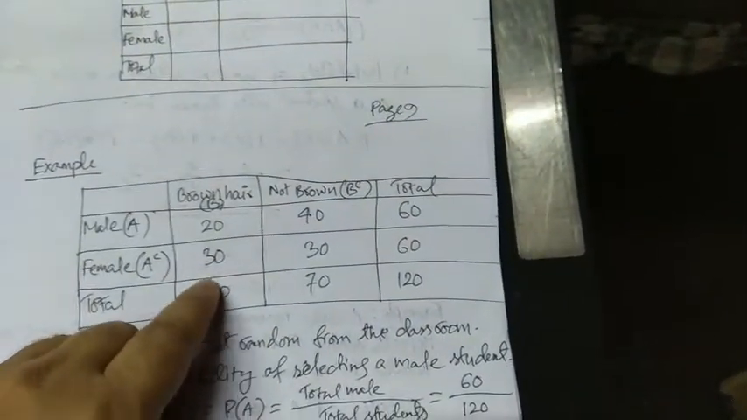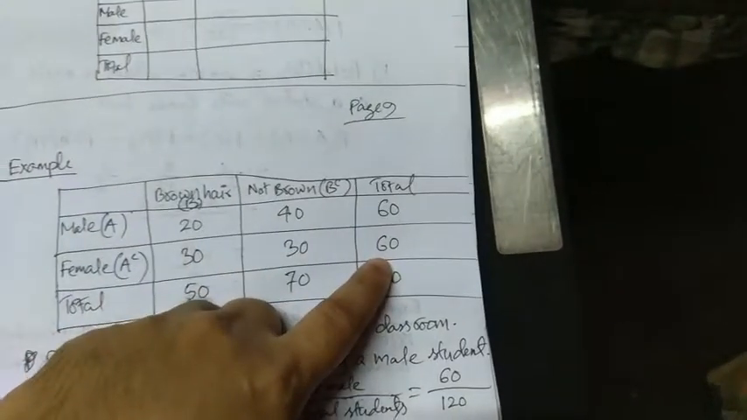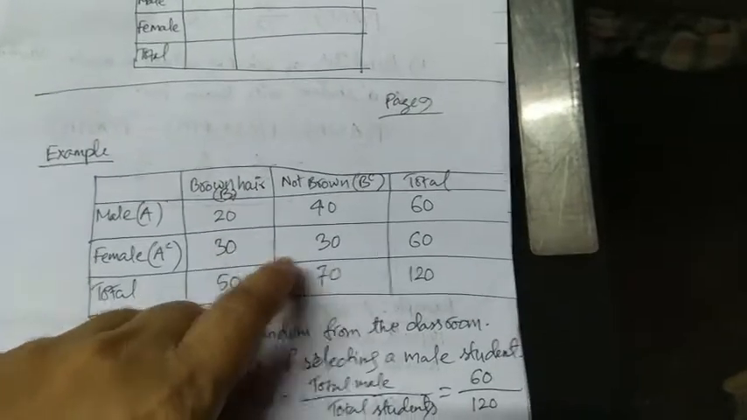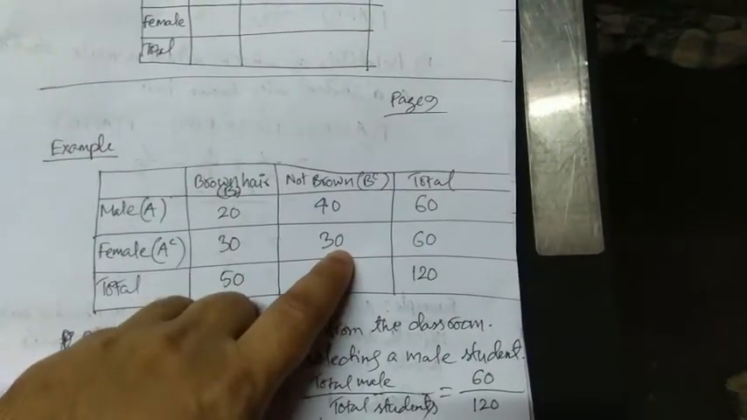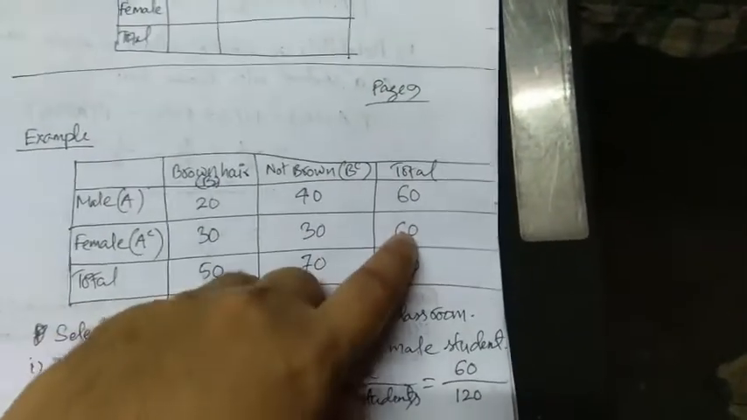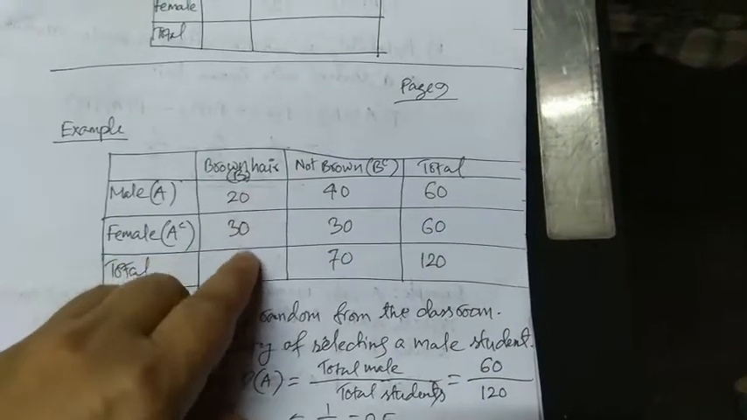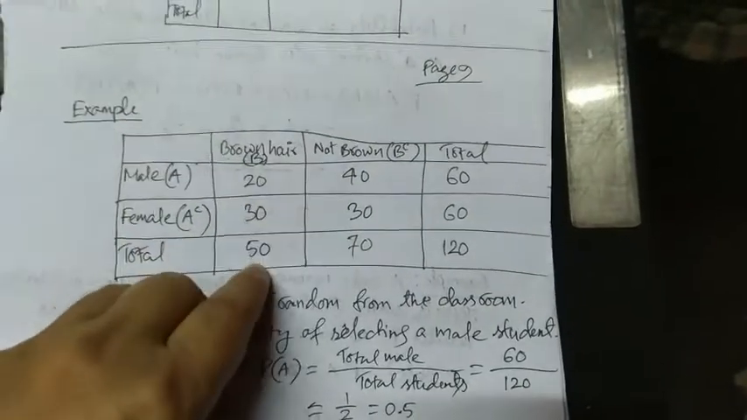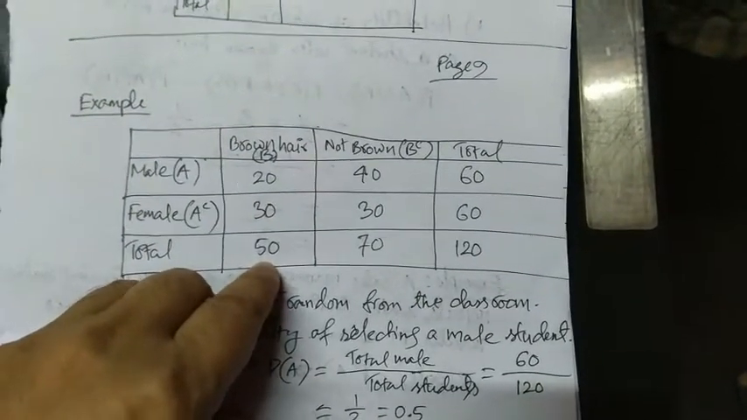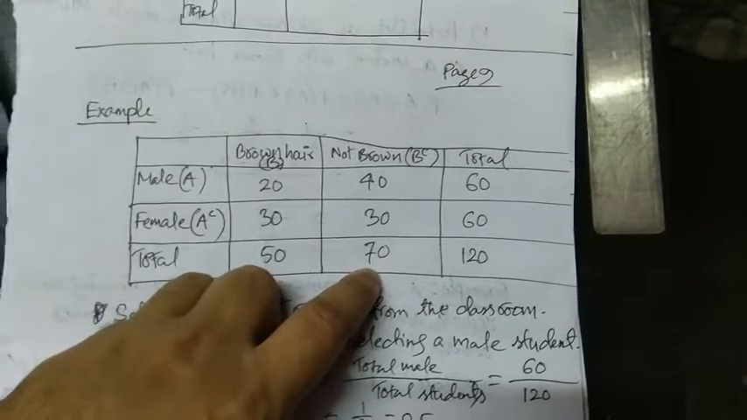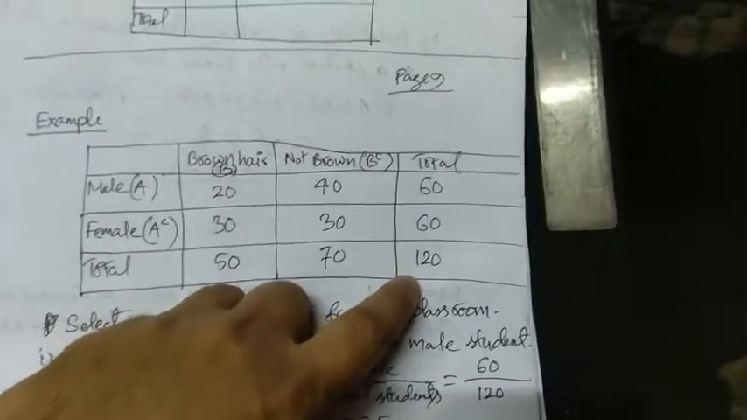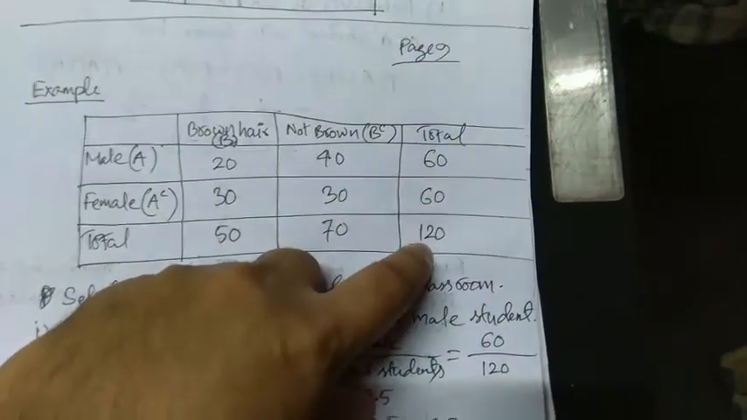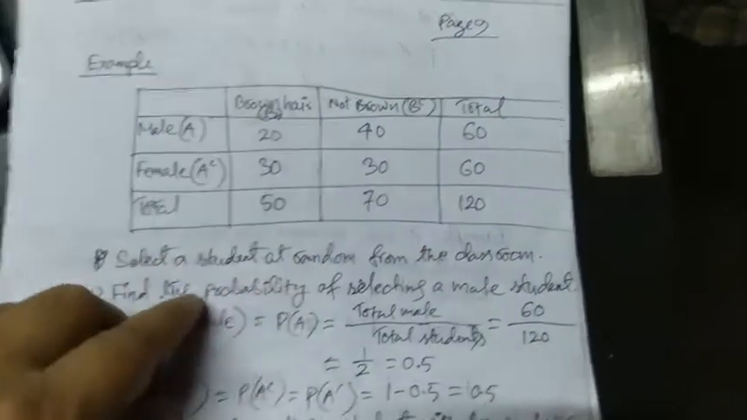Similarly, we have a total of 60 female students: 30 female students with brown hair and 30 female students with not brown hair. Here we can see we have a total of 50, 30 plus 20, students with brown hair. We have a total of 70 students with not brown hair. Again, this way if you add, you will get 120.